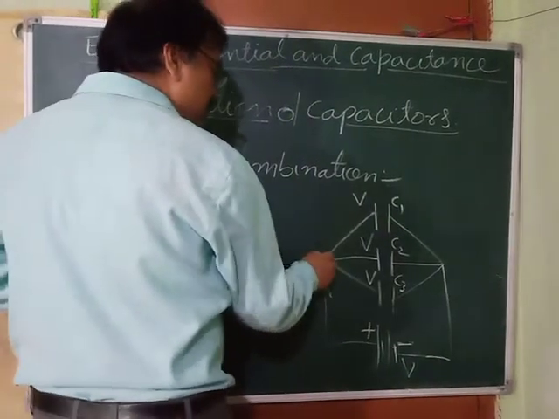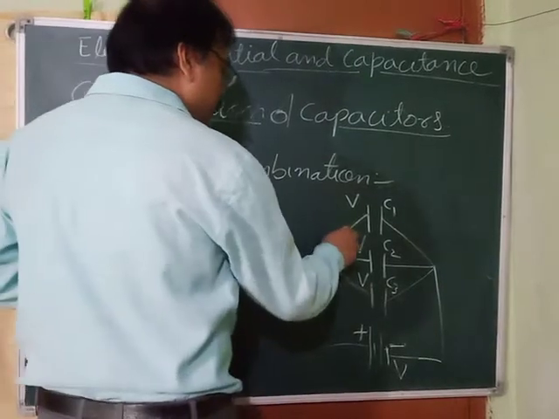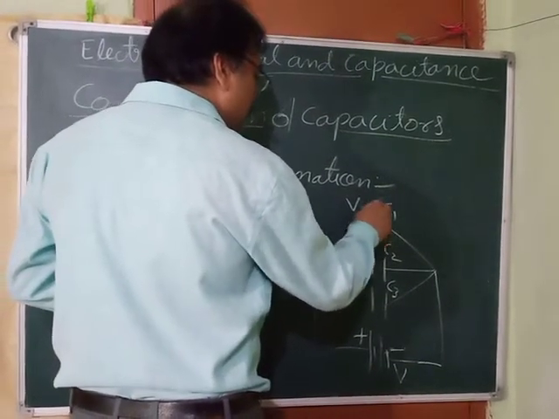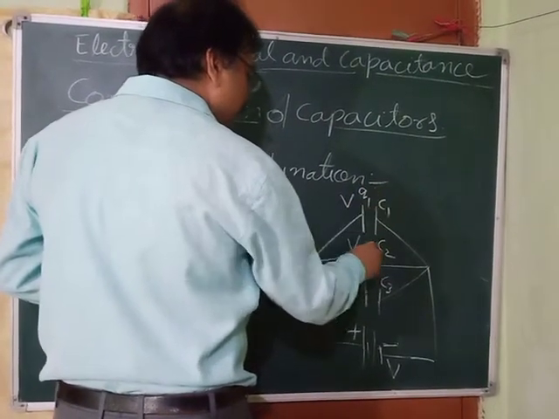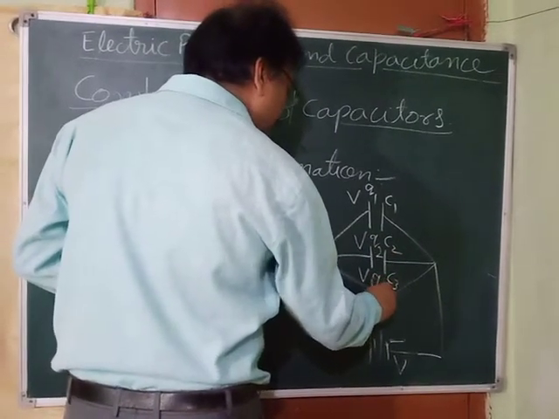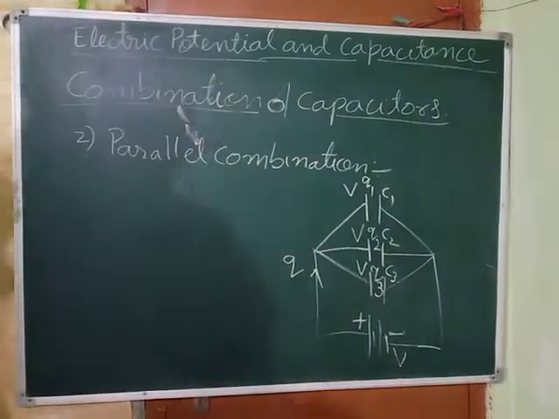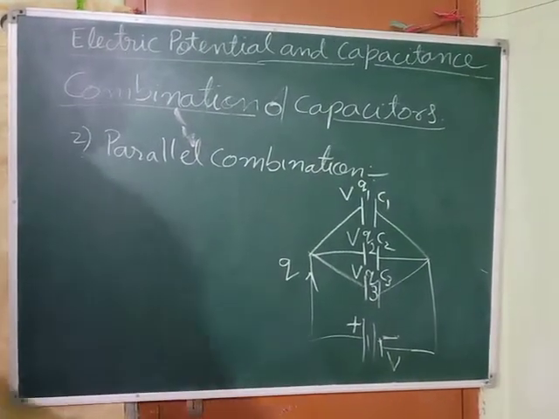When it reaches here, the charge gets divided because it has three different paths. Suppose it gets charge Q1, Q2, and Q3. Clear? In this way the charge gets distributed. We'll go to it later on.